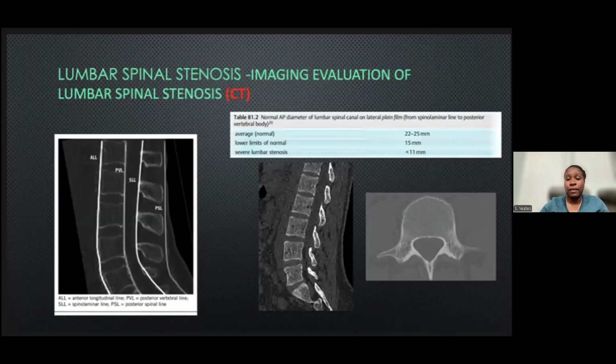The CT myelogram scan sensitivity for canal stenosis is very close to that of an MRI, but is very poor for foraminal stenosis. It is also acceptable for persons who have contraindications to MRI. That would be persons who have a non-MRI compatible pacemaker, or persons who have fusion hardware that would distort the MRI images.